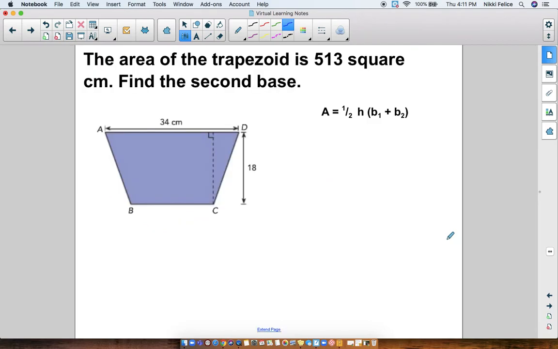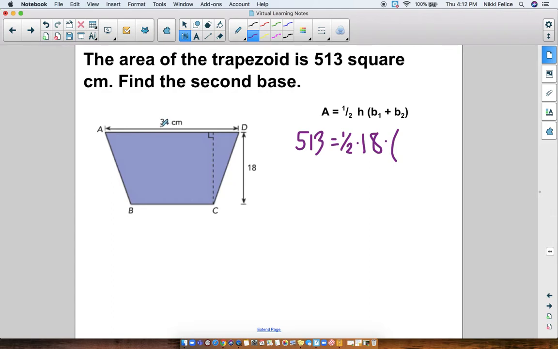And we're going to do one more together. This one's a little bit different. So the area of the trapezoid is 513 square centimeters. Find the second base. So in this one, I see this base is 34. I don't know what this base is yet, but I have the height, which is 18. So let's plug in what we know. The area is 513, and that's going to equal 1/2 times the height is 18, right? That's right there.